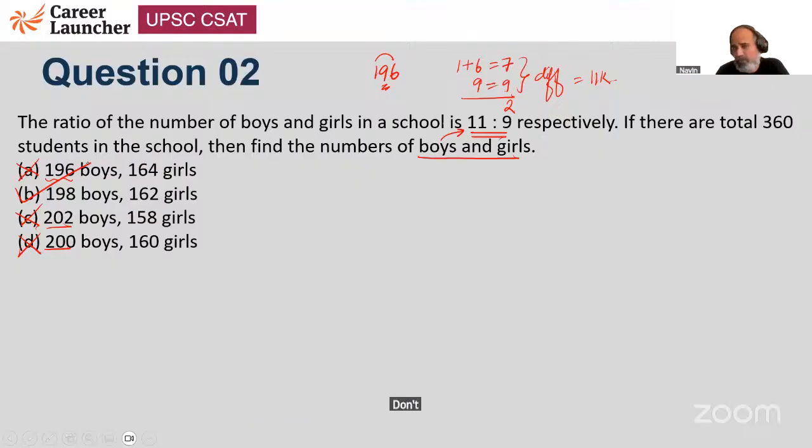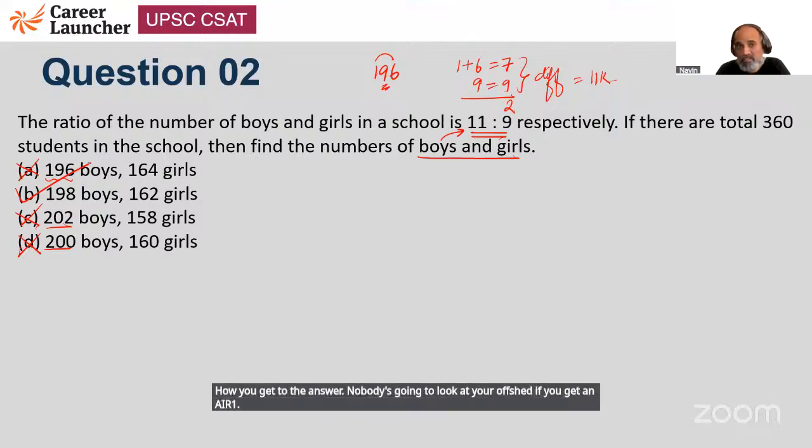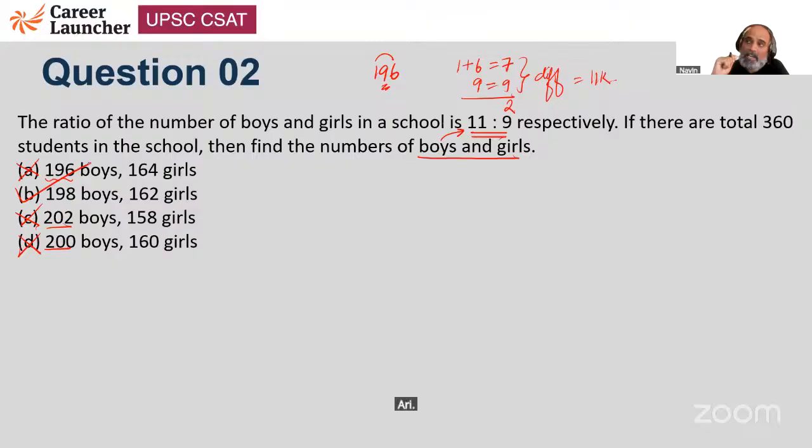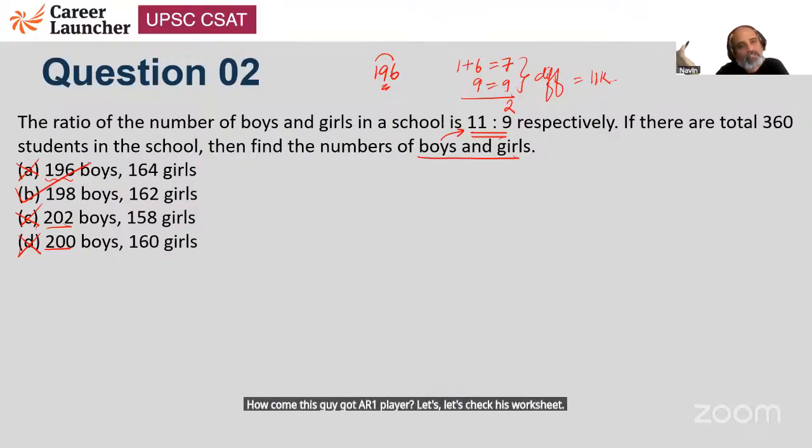Don't write down equations. Please understand, nobody cares how you get to the answer. Nobody's going to look at your rough sheet if you get an AIR1. How come this guy got AIR1? Let's check his worksheet. Nobody cares.